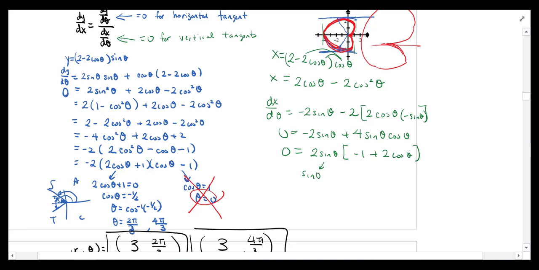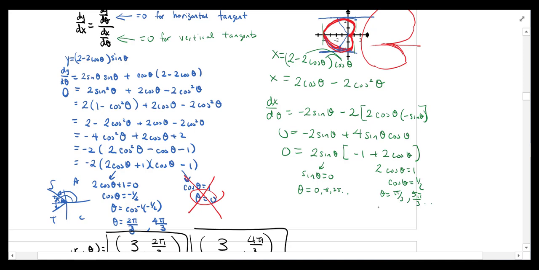So sine theta equals 0. That, of course, means 0, pi, 2 pi, and so on. And then over here, 2 cosine theta equals 1. Cosine theta is 1/2. And if I solve here, I get pi over 3, and what else? Yeah, 5 pi over 3, and so on. And so I would plug in these values.